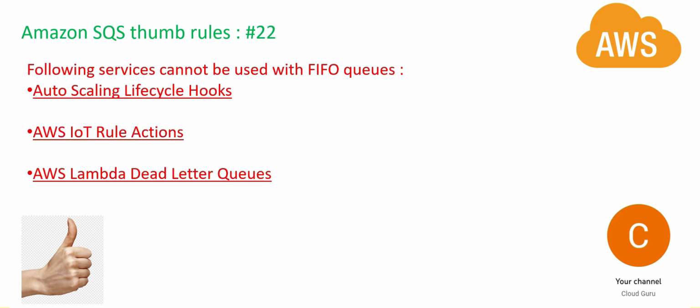In the exam I also saw some questions, typically in Cloud Practitioner and Solutions Architect Associate, where they talked about I have a service like scaling lifecycle hooks and I'm using FIFO queues and those kinds of things, and the clear answer is FIFO queues cannot work with lifecycle hooks, IoT rules, and Lambda dead letter queues.